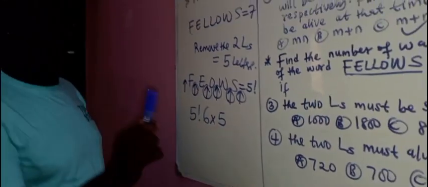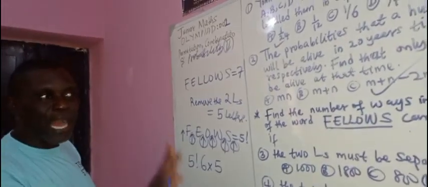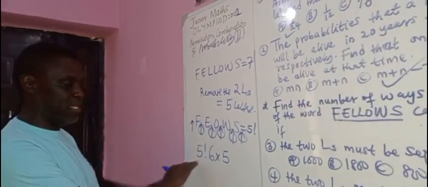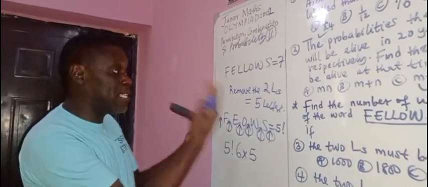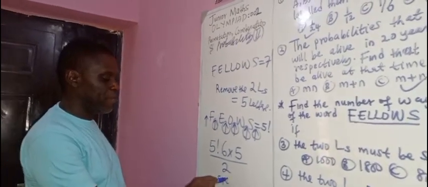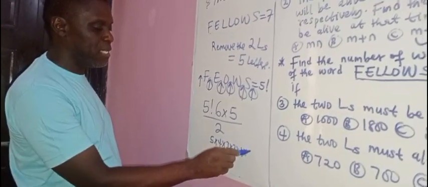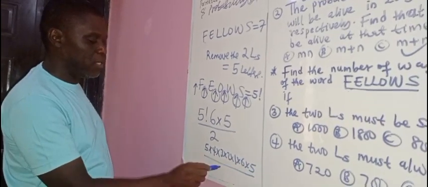Now, if you look at this question, the 2 L's are alike. So we wouldn't know which one is placed first or which one is placed second. If the L's were colored, maybe one red, one green, this would be the answer. But in this case, the 2 L's are the same, so you have to divide by 2. So this is 5 factorial, which means 5 times 4 times 3 times 2 times 1, then times 6 times 5 divided by 2. That is the result. So do that and see whether you get one of the options there.